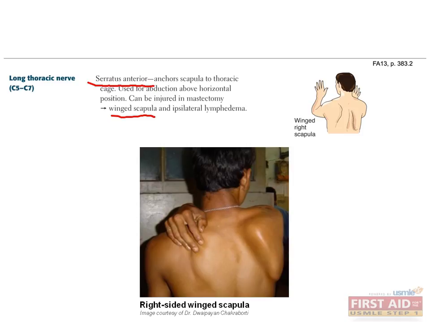The classic question you'll see in your boards is a patient who had surgery for breast cancer, often with an axillary dissection for the lymph nodes, who then presents with a winged scapula after surgery with or without lymphedema. This is because the dissection process, or even the mastectomy itself, can sever the long thoracic nerve.